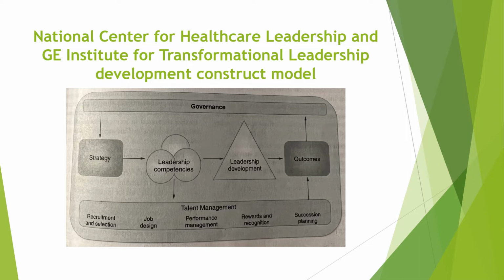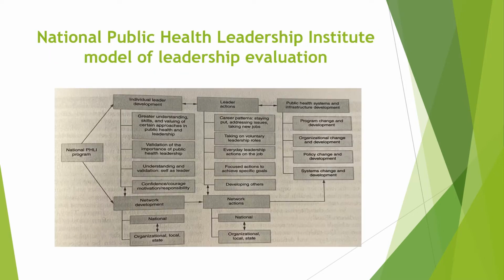Now, governance will refer to decision making. Then you're going to strategize, which is the second one down, strategy. Then it's going to lead to your leadership competencies, which then would lead into your leadership development. And then lastly, the outcomes of everything. So pretty straightforward model, really great in that it does have quantitative and qualitative data within this, and different in that aspect. So let's get into the second one here.